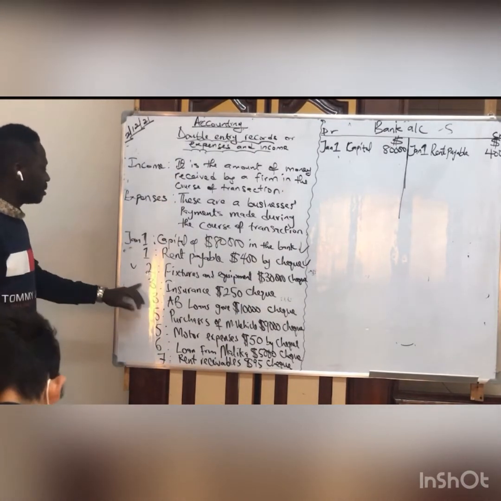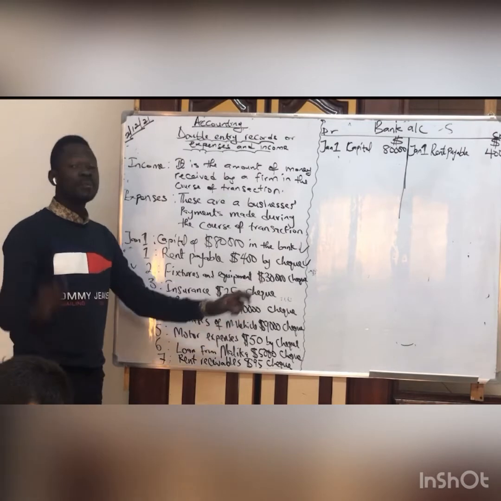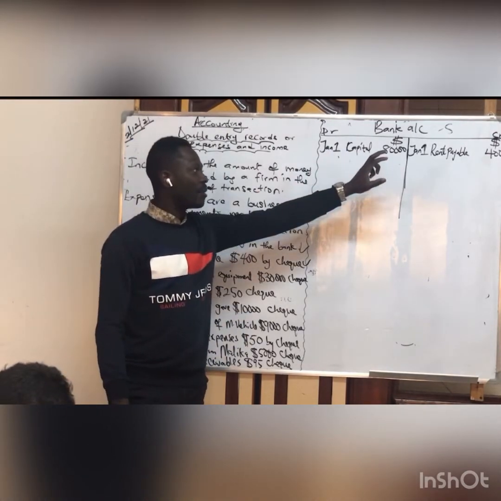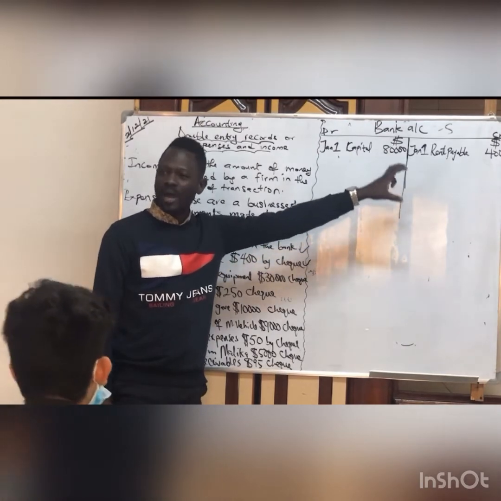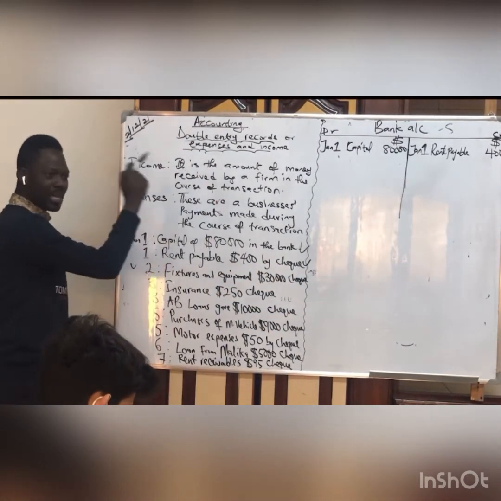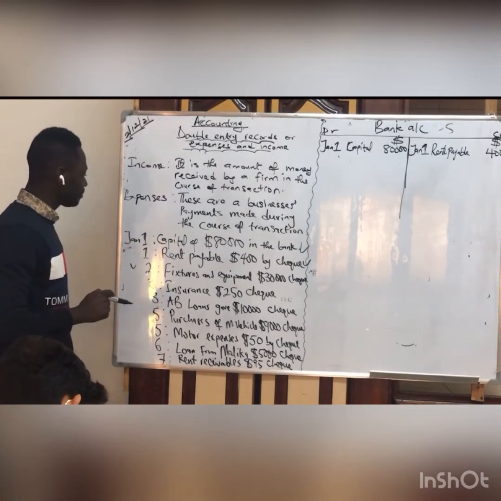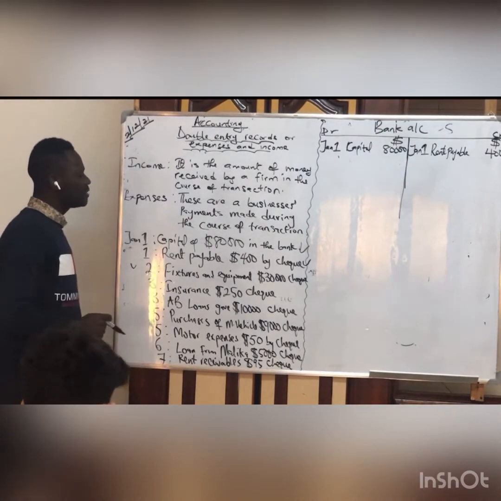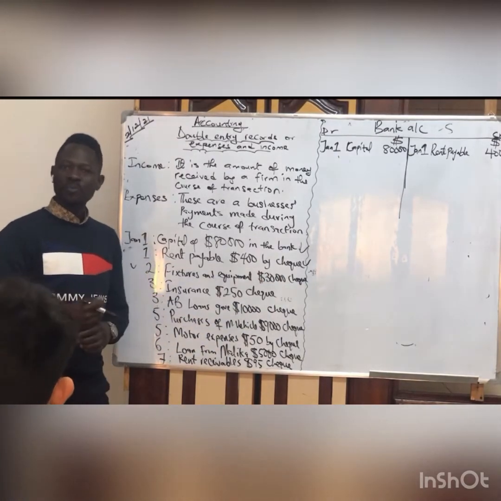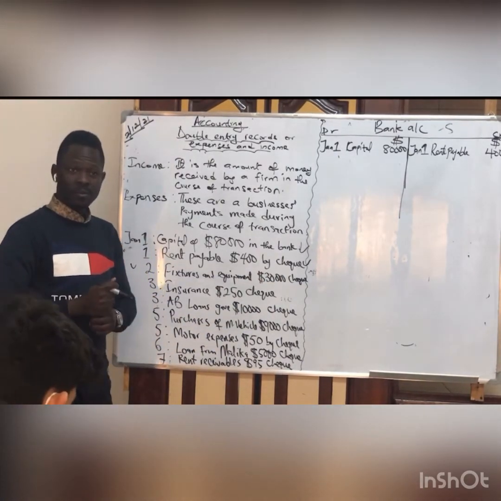On the second, fixtures and equipment. Remember, we need to open also the rent payable account. Yes or no? Yes. Great. And we have to open the capital account. Remember that also, right? Yes. Good. On 2nd of January, fixtures and equipment, 30,000 by check. Fixtures and equipment 30,000 was bought from the bank, right?